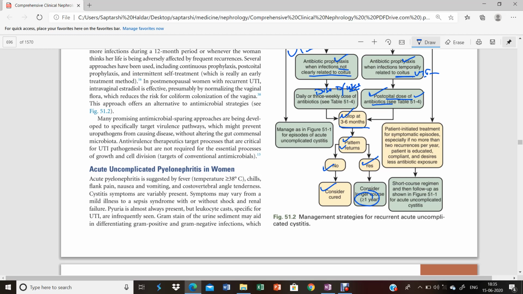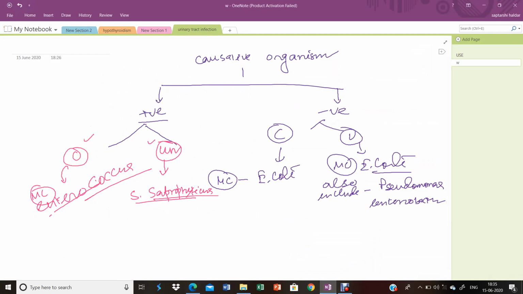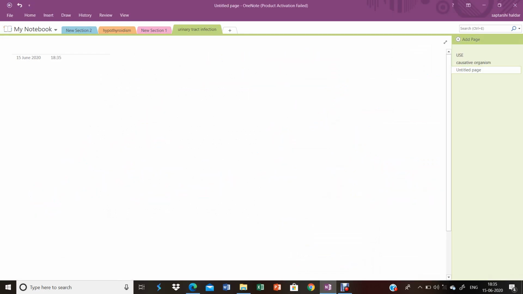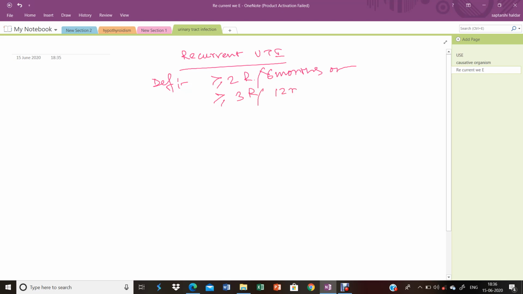So let's discuss more clearly here: recurrent UTI. And what is the definition? Definition: greater than two recurrences within 6 months, or three or more recurrences within 12 months. Then we define the patient as having recurrent UTI.